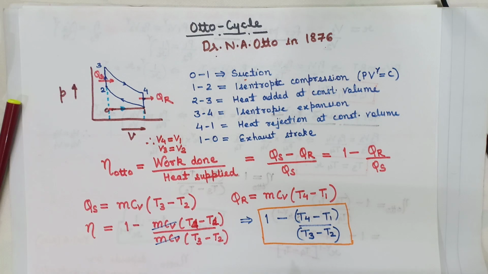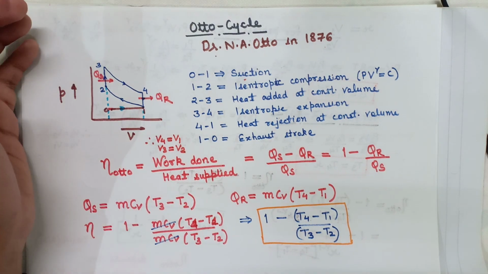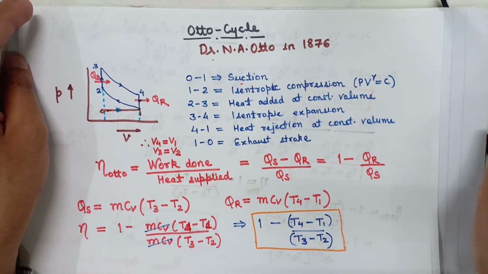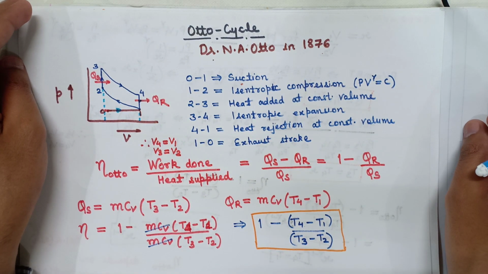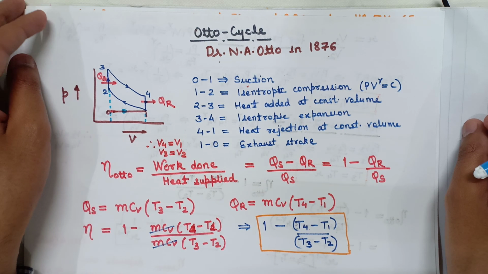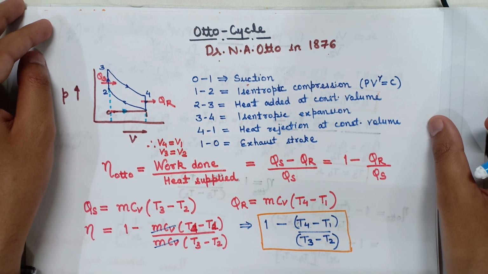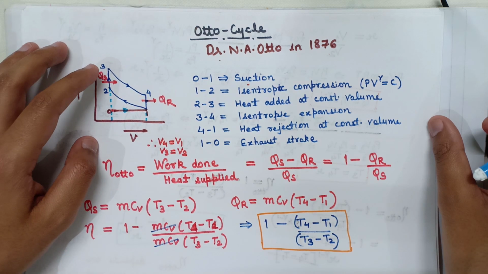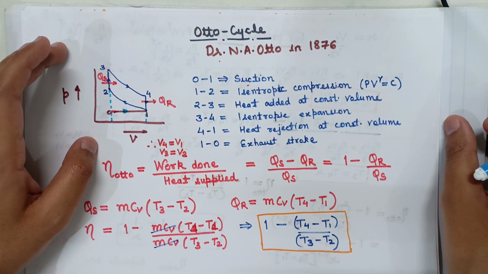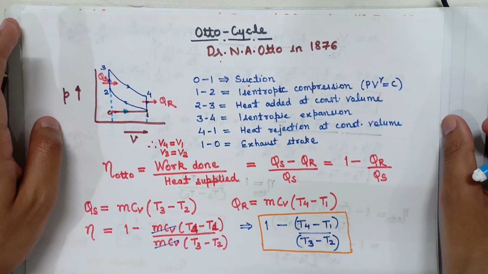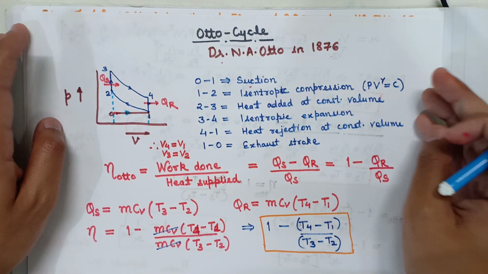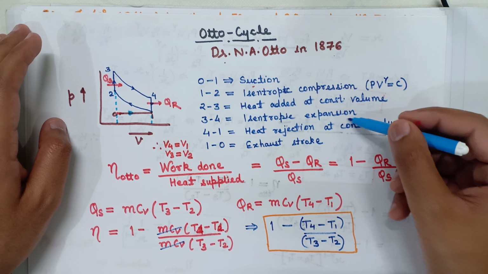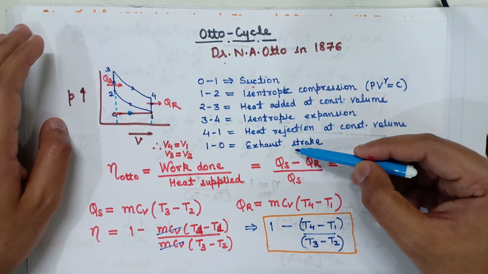Hello everyone. In this video, I am going to discuss the Otto cycle, which was invented by Dr. N. A. Otto in 1876. This cycle consists of four processes: two adiabatic processes and two constant volume processes. As we all know, in the Otto cycle we have four strokes: first the suction stroke, then the compression stroke, then the expansion stroke, and last is the exhaust stroke.